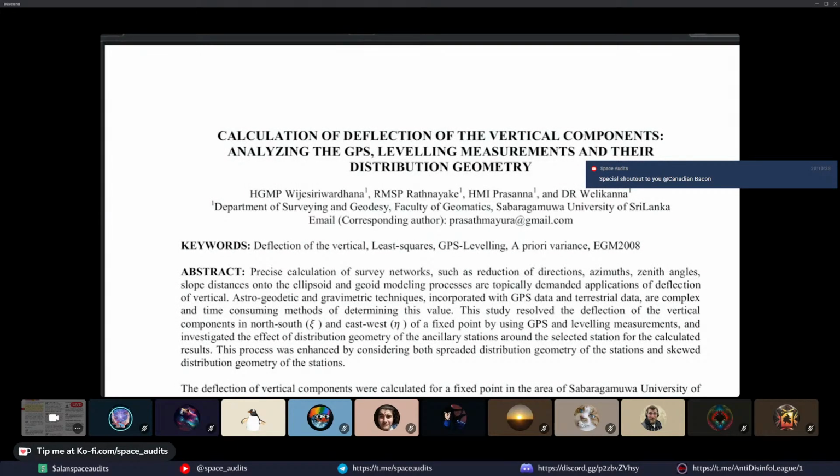And just so we know what kind of margins we're talking about here, when people try to dismiss it, saying you don't have to worry about the deflection of the vertical, no, I already accounted for it. Well, here's about what we're talking about. This is a paper, surprise, surprise, studying the amount of deflection of the vertical and the effect on leveling measurements and the distribution geometry. So they can't bullshit their way out of it.